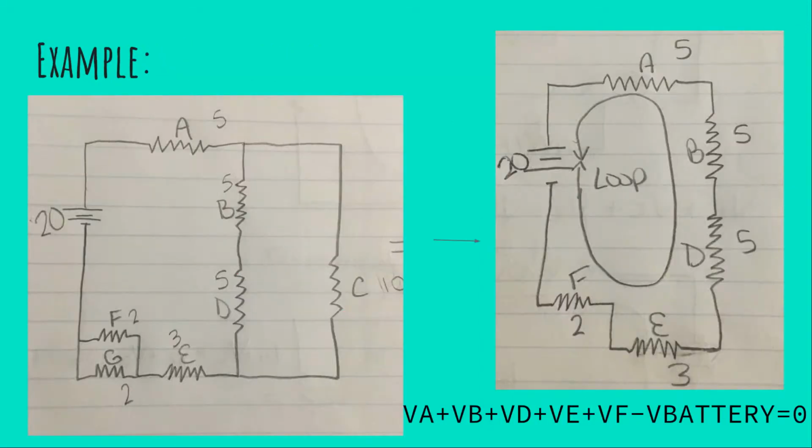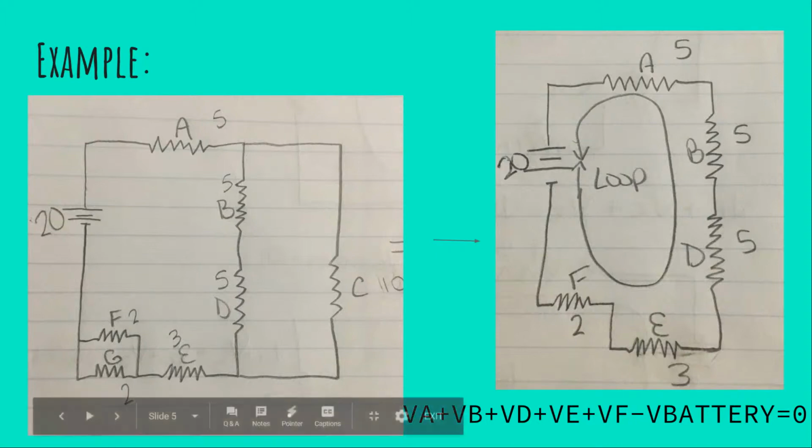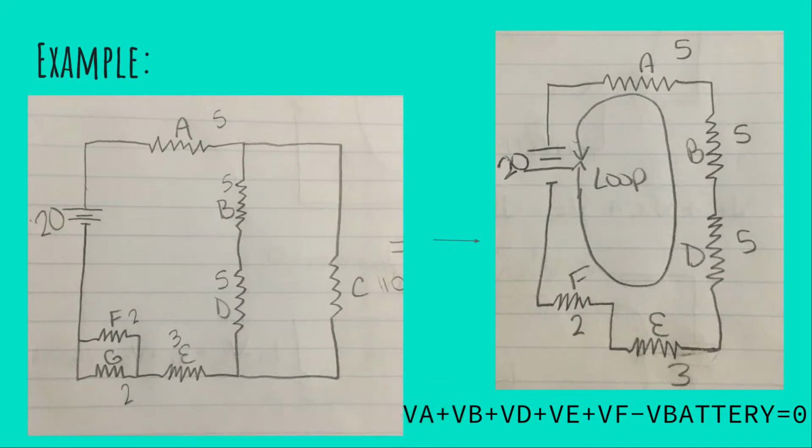So an example, let's say you have an overall total voltage of the battery that equals 20. So resistor A, which is right here, resistor B, resistor C, D, E, F, and G can all be used into different loops to talk about voltage. So our first step is to find all of the loops and then go from there.